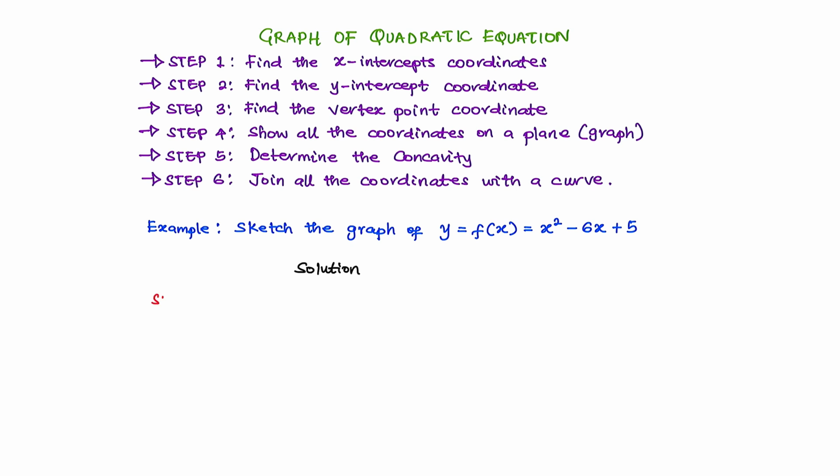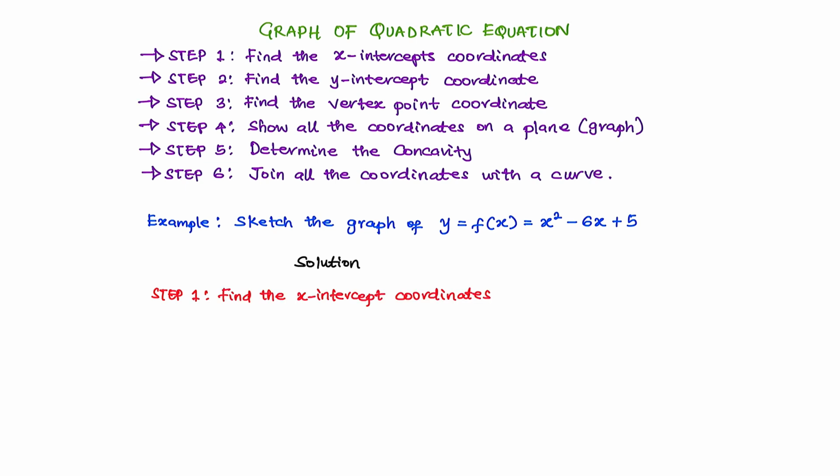Solution, step 1, we have to find the x-intercept coordinates. X-intercept means what is the value of x when y equals 0. So that means we'll go to our equation, which is y equals f of x equals x squared minus 6x plus 5. So we are looking for the value of x when y equals 0. That simply means we replace y with 0.